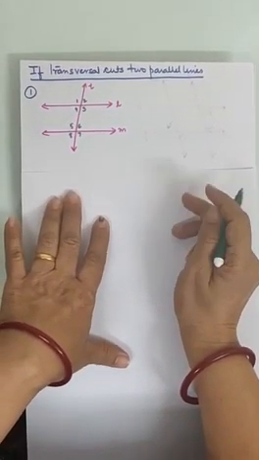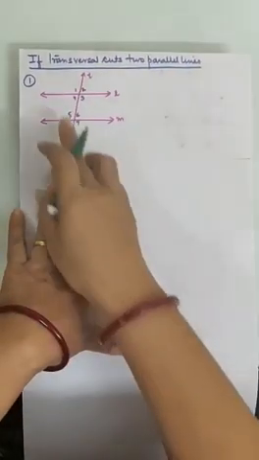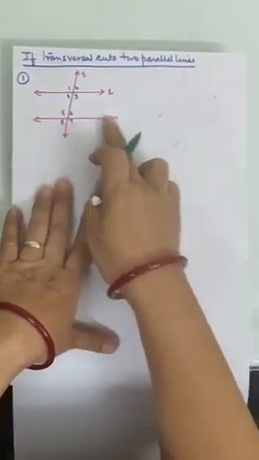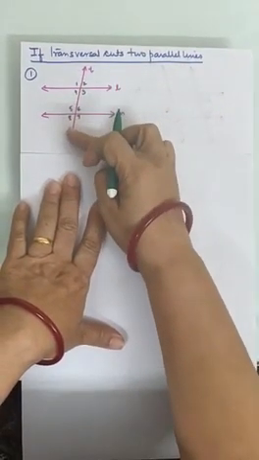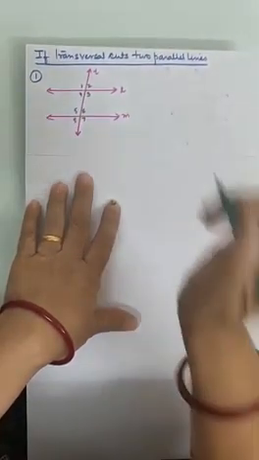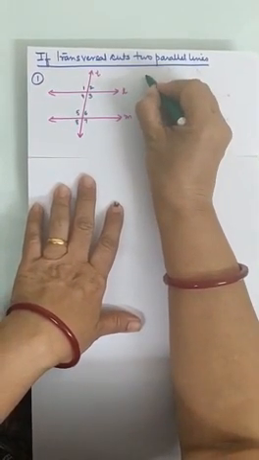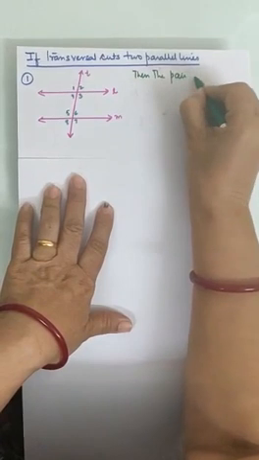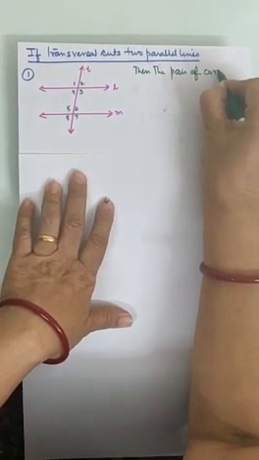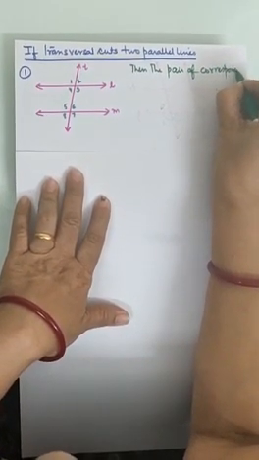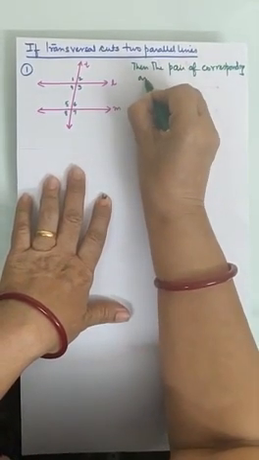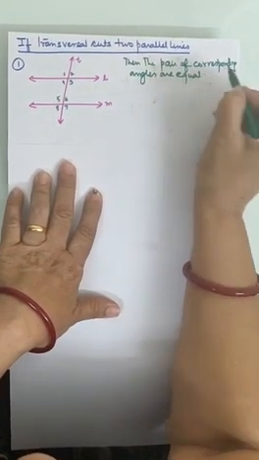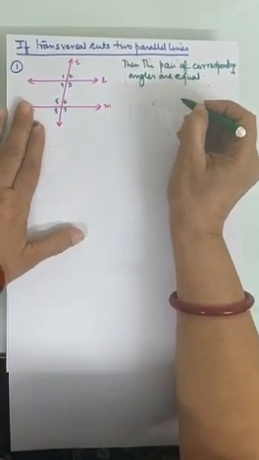Welcome children. Today in this video we will see what happens if a transversal cuts two parallel lines. L and M are two parallel lines. They are cut by the transversal T. So when this happens, then the pair of corresponding angles are equal. Now let us see what are a pair of corresponding angles.